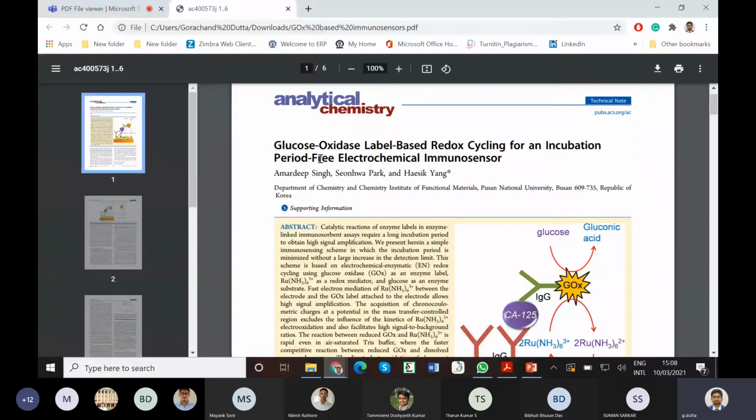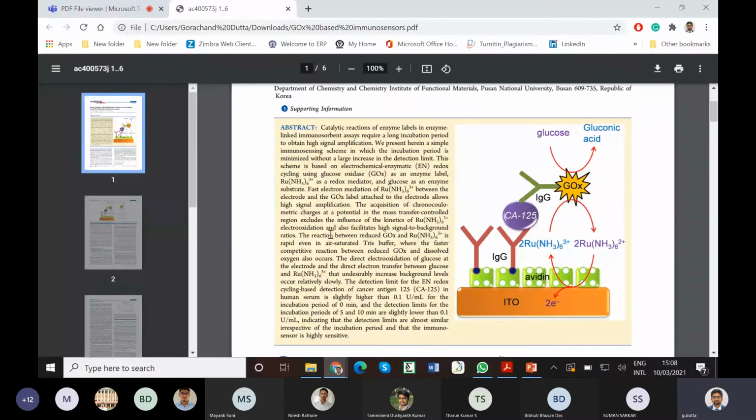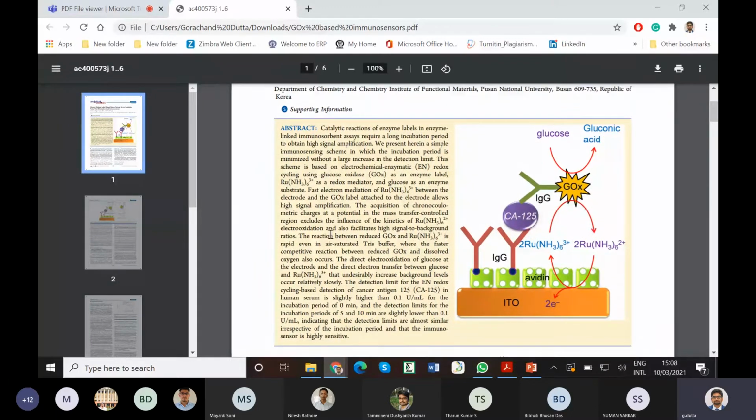First, what you will do is read the abstract of the paper, because the abstract is the summary of the whole work, right? Just a few sentences, maybe 15 to 20 sentences. Here they mention that the catalytic reaction of enzyme labels in enzyme linked immunoassay requires a long incubation period. Generally for the enzymatic reaction, you need incubation.